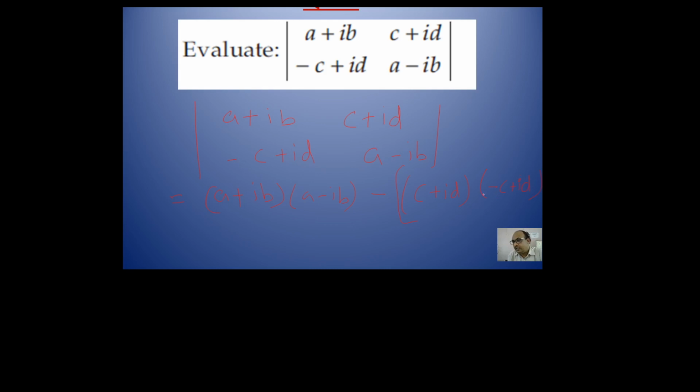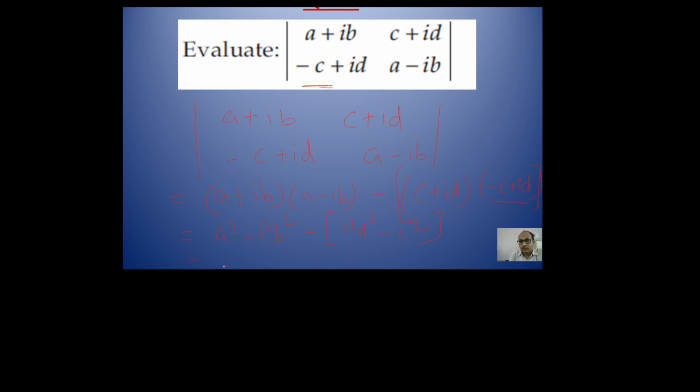Actually here it is minus c, so this part we need to understand. So it has become a plus ib into a minus ib, so a square minus i square b square, and here minus, it has come i square d square minus c square. This one we can write as id minus c, this as id plus c, and the same a plus b into a minus b concept applies.